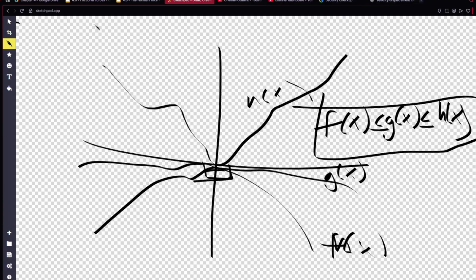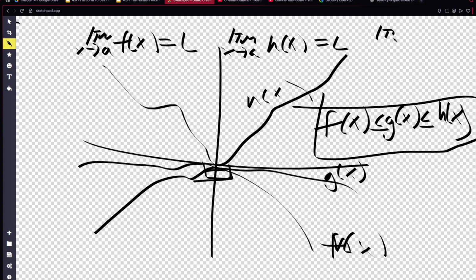So this theorem states that if the limit as x approaches a of f of x equals L, and the limit as x approaches a of h of x equals L, then the limit as x approaches a of g of x must also be L because it's squeezed in between. This is also called the pinching theorem or the sandwich theorem, and it will be used for trigonometric limits.